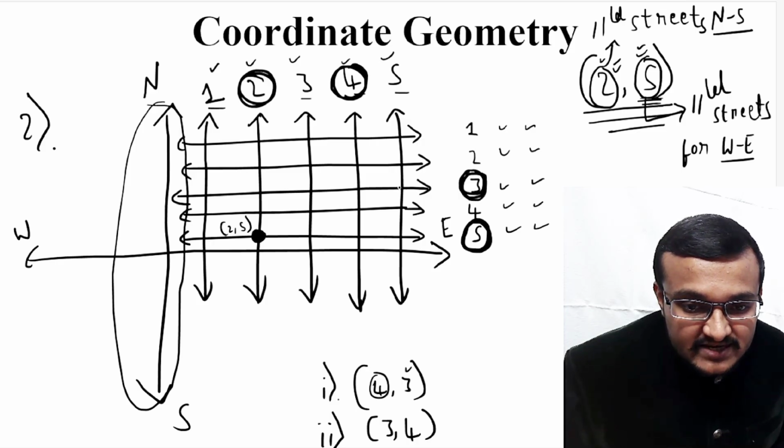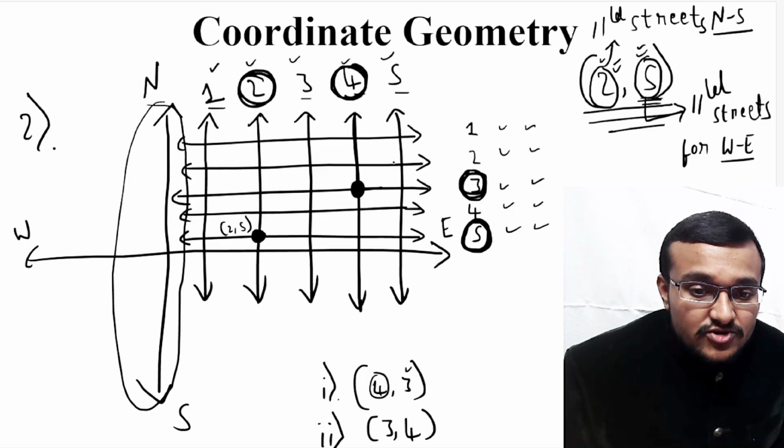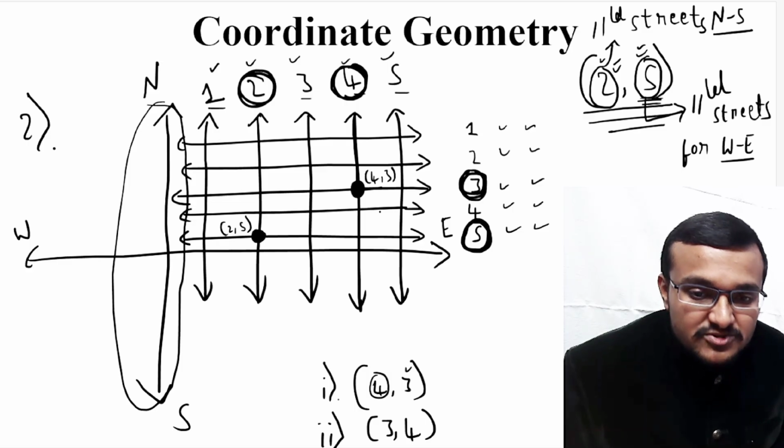So straight away if you come here, and from 4 also straight away if you come here, somewhere over here at this particular position is your 4, 3 position. This is the 4, 3 position.